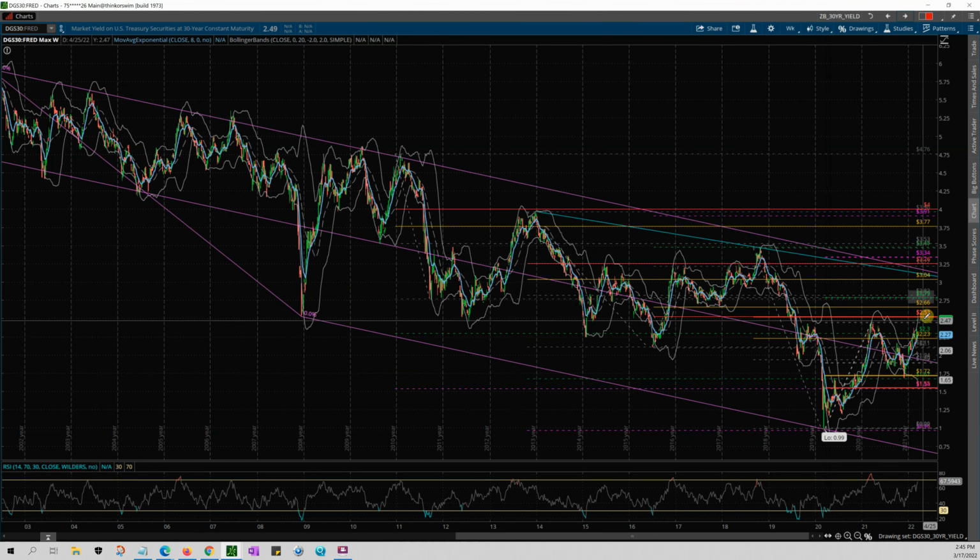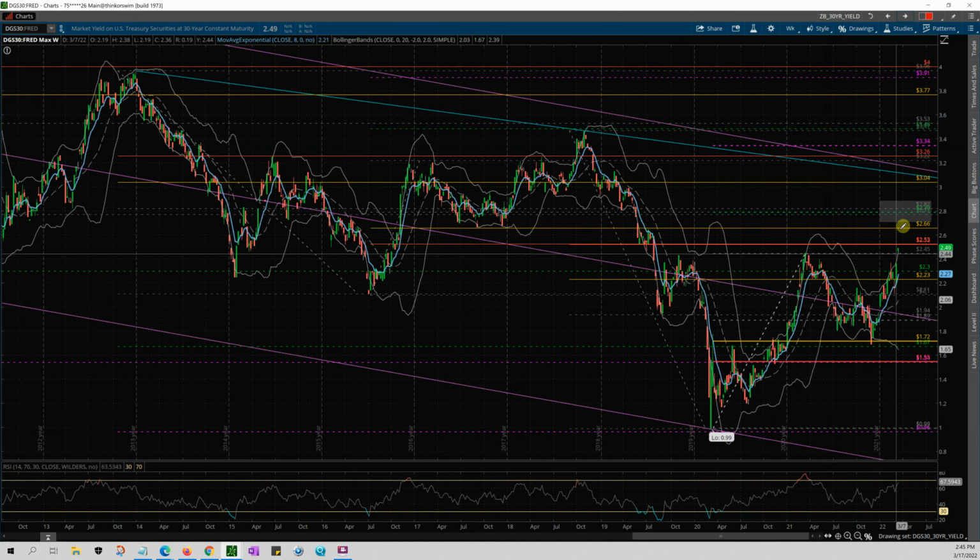So I wouldn't bank on us finding support on ZB or finding resistance here on yield. My money is that we're going to pop through and maybe run for a little bit. That's all I have time for.